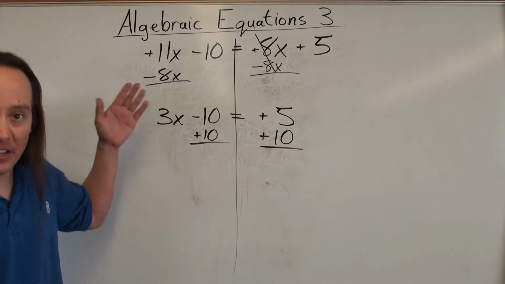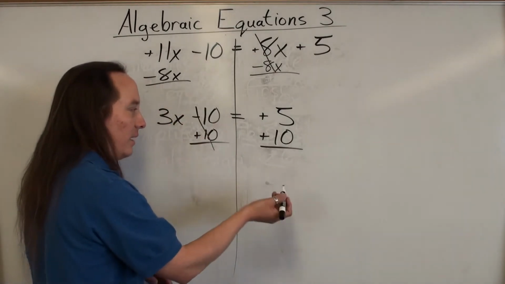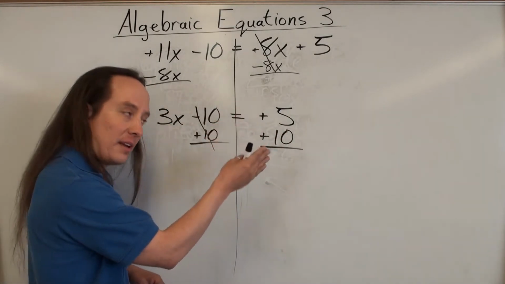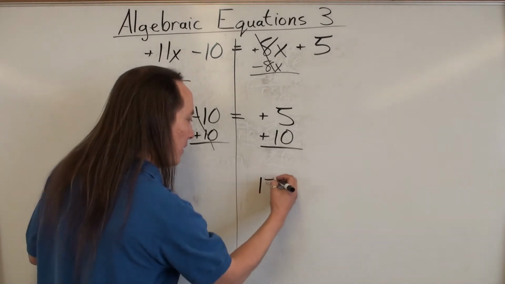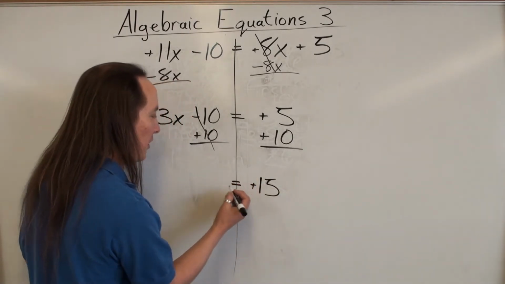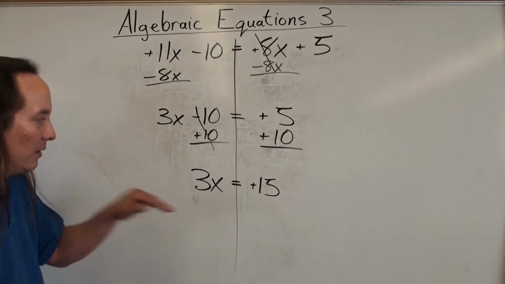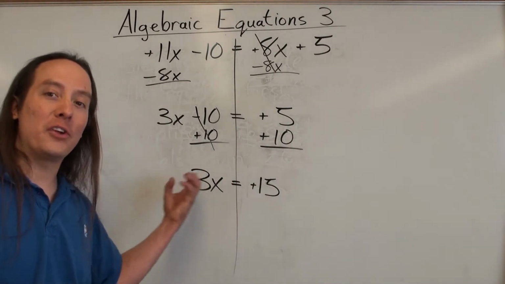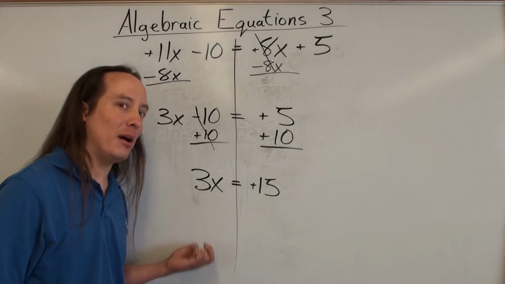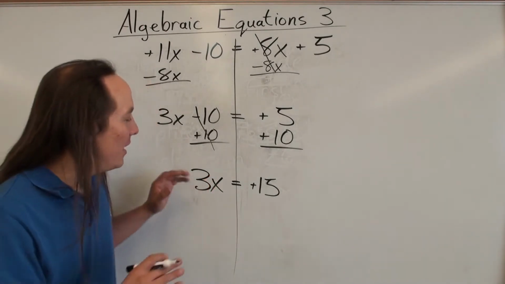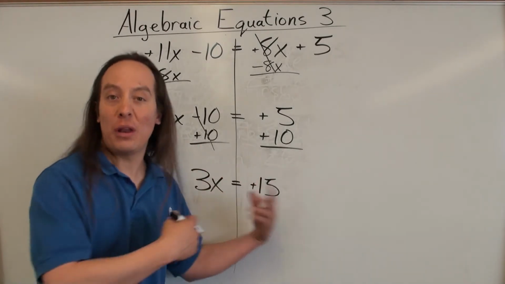So now negative 10 plus 10 is 0, and 5 plus 10 is 15. Positive 15 if you want to put that. It's a good idea. All right, I just brought down the 3x. So now this is our last step. We have all the terms that have x on one side, and they're positive. Yay! And then we have all the numbers, or all the terms that don't have x, on the other side.